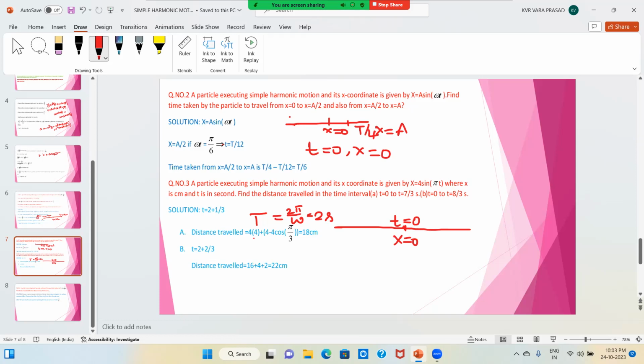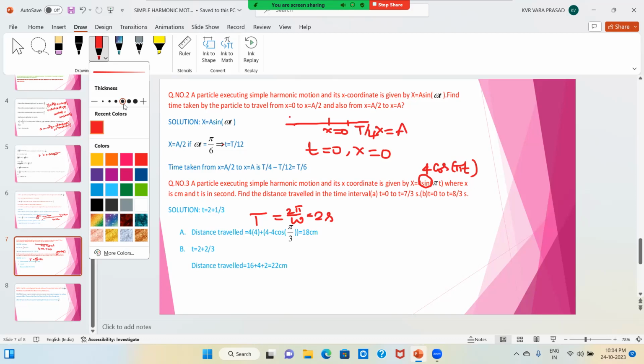Let me make one correction here. The function should not be sine, it should be cos. Just make a change in the question. It is 4 cos pi t. In that case, when time t equals 0, it will be at the extreme position, and here x is 4. So it is now at the extreme position.